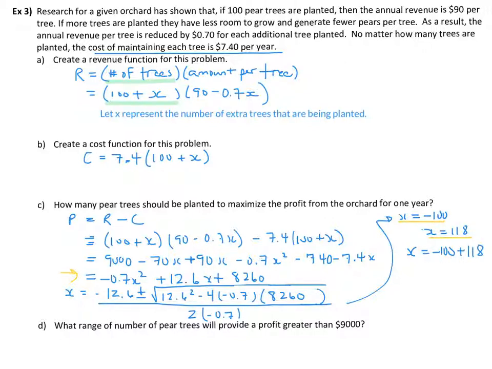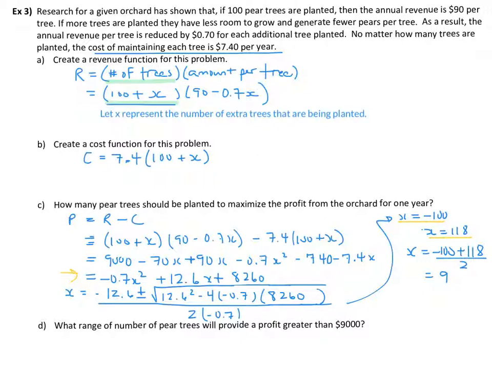That will give you the value of x that will produce the maximum. So we want this divided by 2, which would be 18 divided by 2, which is 9. So if we plant 9 extra trees, that will maximize our profit. So how many pear trees should be planted to maximize the profit? 109 trees, because the number of trees is this 100 plus x expression. So 100 plus x is 109 trees to maximize our profit.